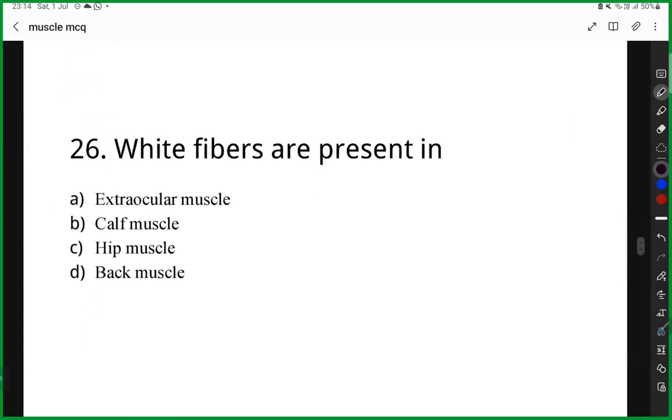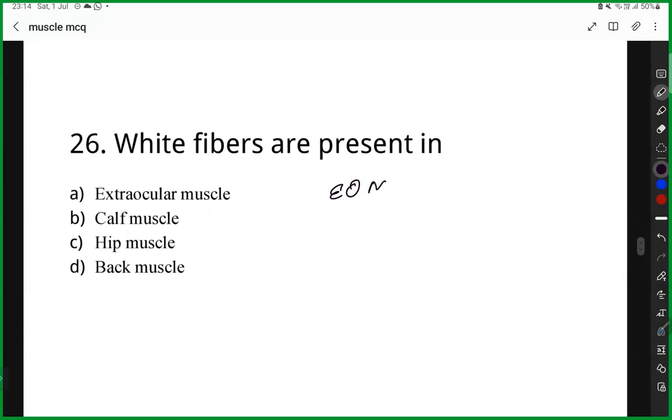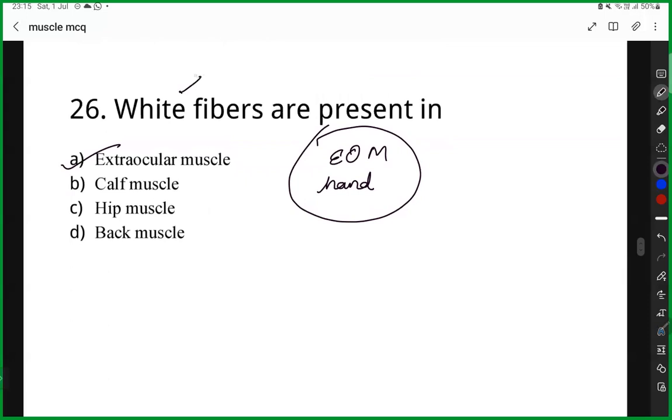Now, white fibers are present where? Remember, motor units that innervate very few muscle fibers are in muscles concerned with fine, precise, graded movement. Where will you have fine, precise, graded movement? Extraocular muscle, and in your hand muscles. These are the places where you need a small motor unit, with few muscle fibers, for fine, precise, graded movement. It is present in the extraocular muscle and hand. So white fibers are present in the extraocular muscle. You know that white fibers are called fast fibers.